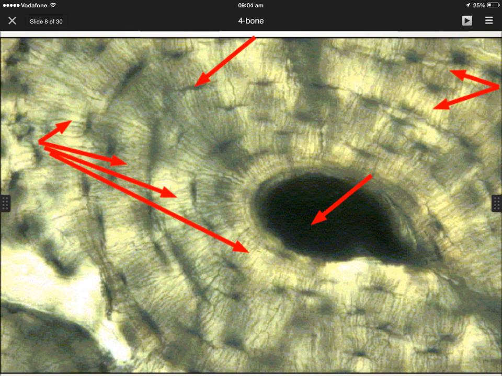Then we have here the canaliculi connecting the lacunae together. So these oval spaces, black in color, are the lacunae. But these connecting channels here are the canaliculi. This is the lacuna, and these are the canaliculi. And of course, this is the Haversian system in the ground form of preparation of bone.